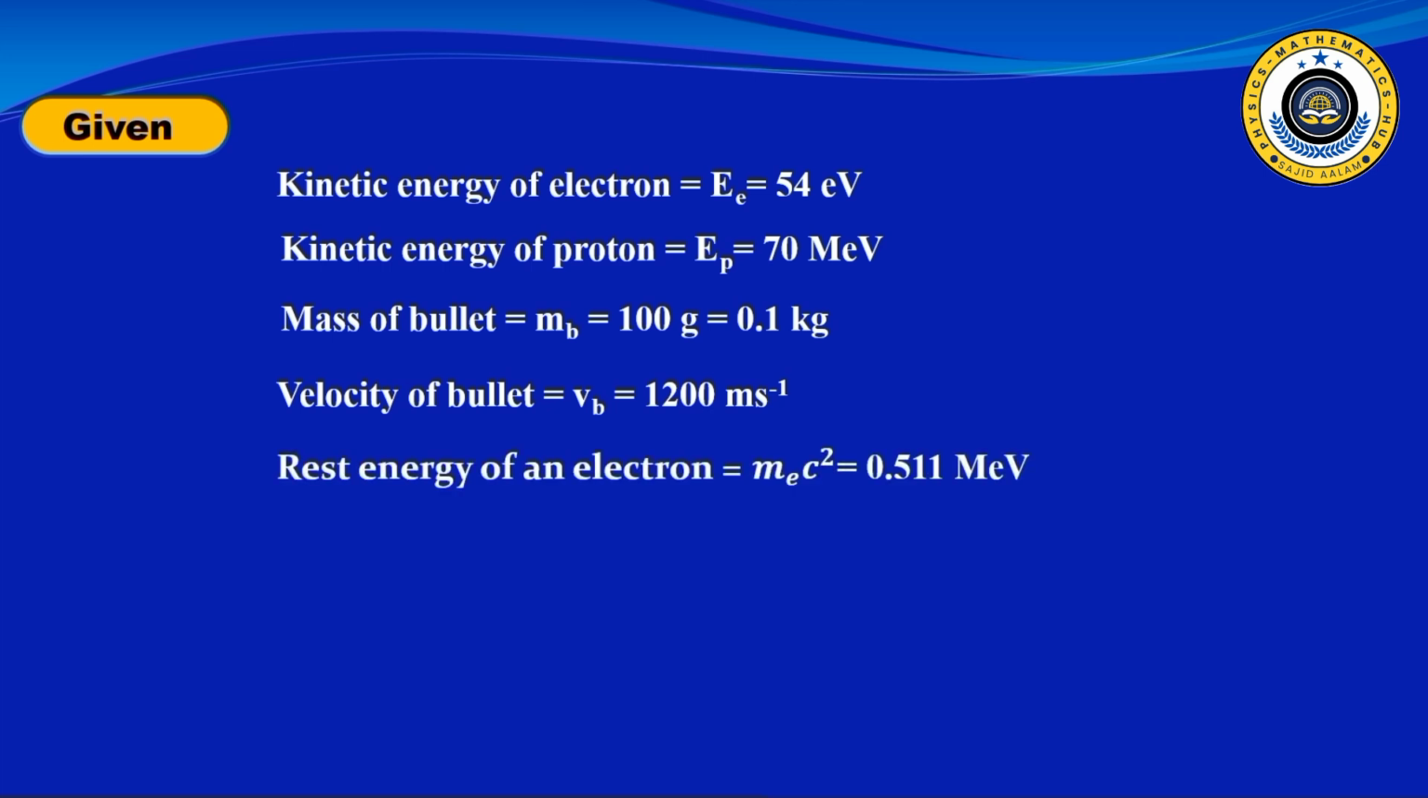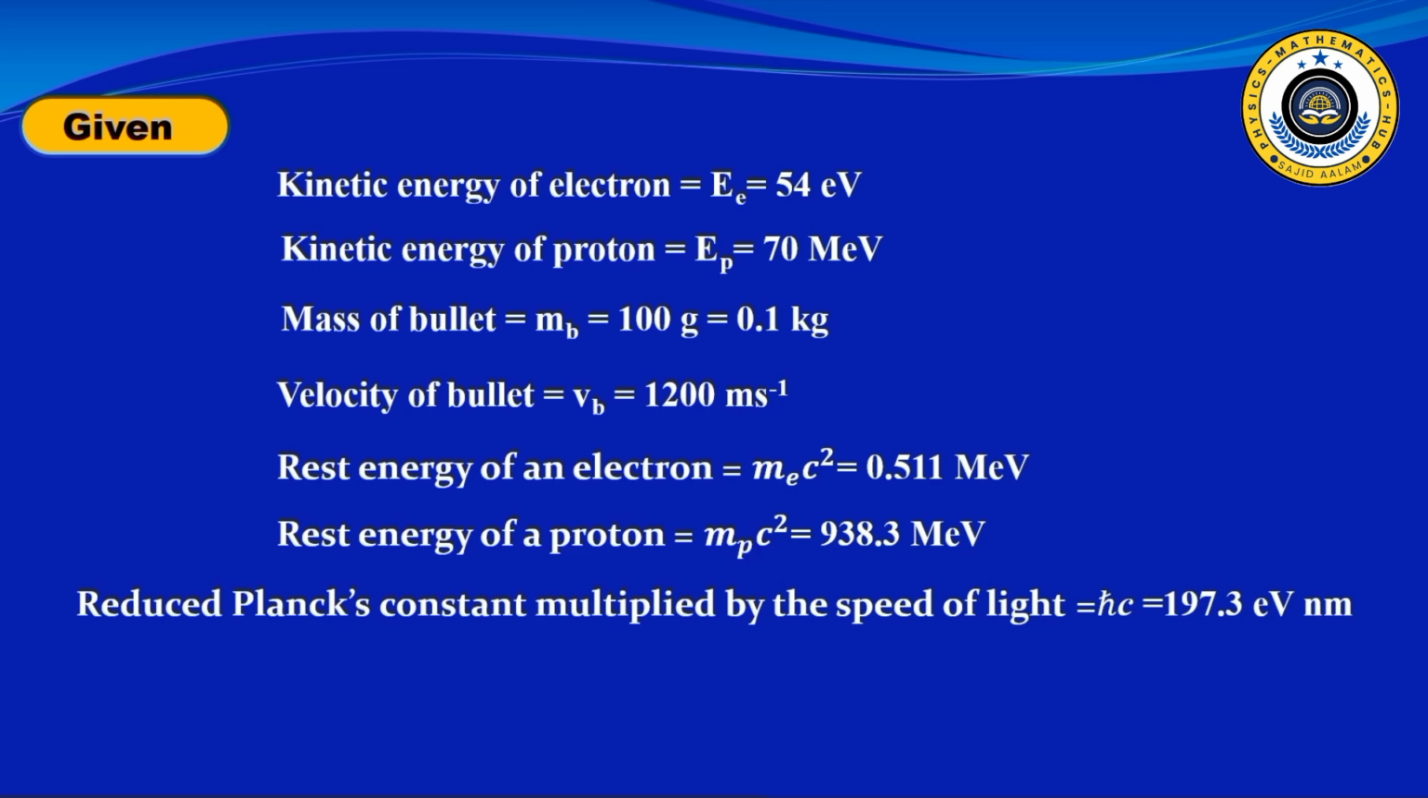Rest energy of an electron is equal to mass of electron times c squared and is equal to 0.511 mega electron volt. Similarly, rest energy of a proton, mass of proton times c squared, is equal to 938.3 mega electron volt. Reduced Planck's constant multiplied by the speed of light, ħc, is equal to 197.3 electron volt nanometer.